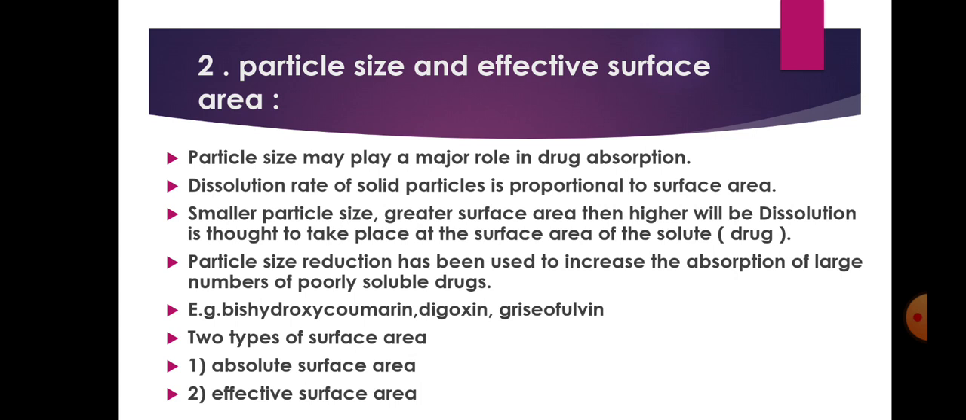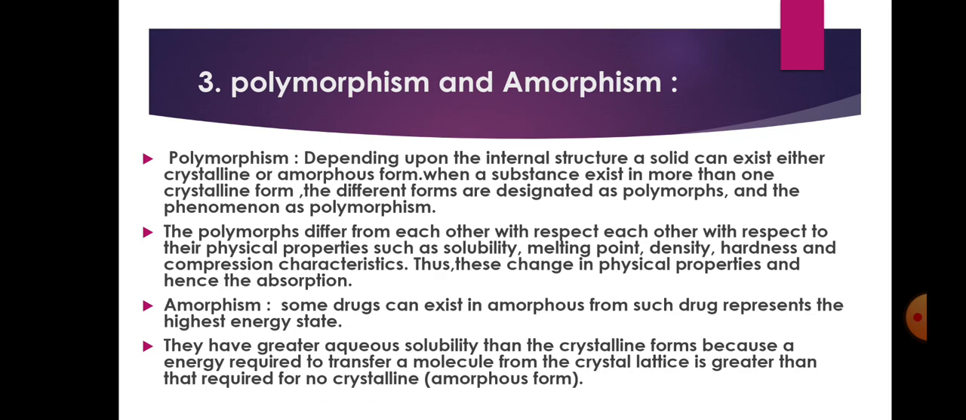bis-hydroxycoumarin, digoxin and Griseofulvin. Two types of surface area. First, absolute surface area. Second, effective surface area. Third point, polymorphism and amorphism. Polymorphism: depending upon the internal structure, a solid can exist either in crystalline or amorphous form.